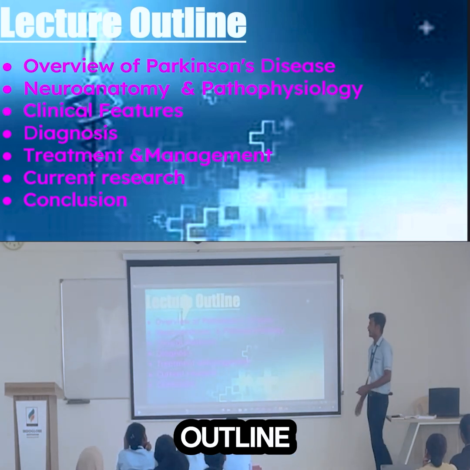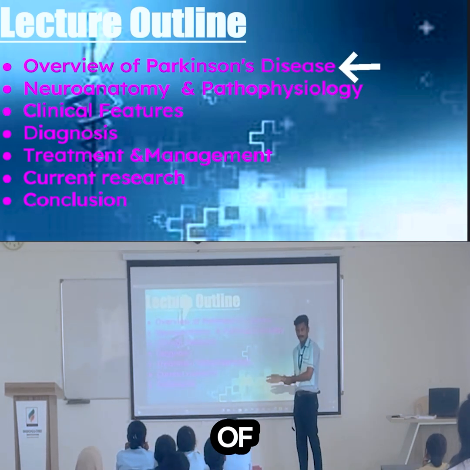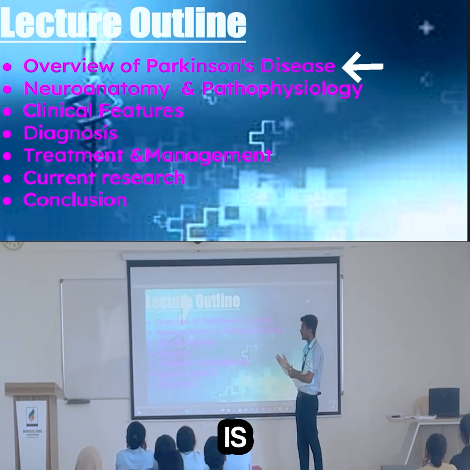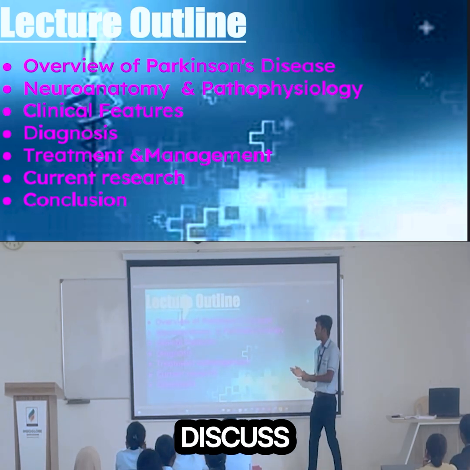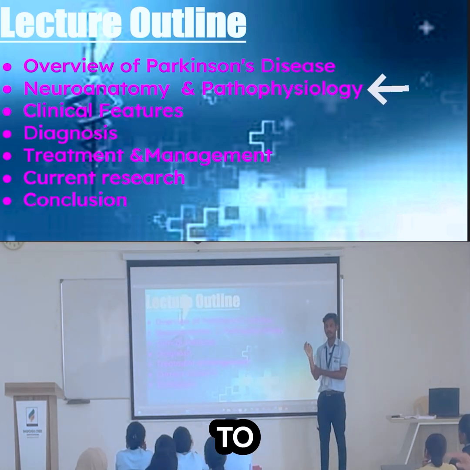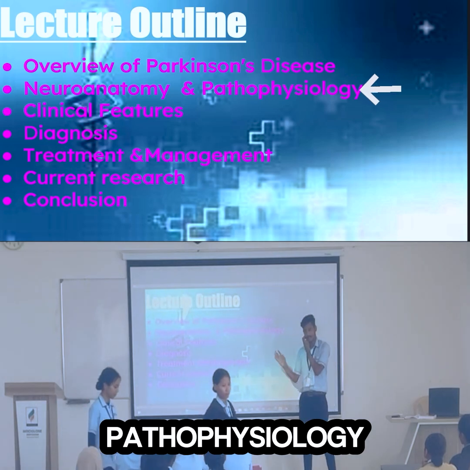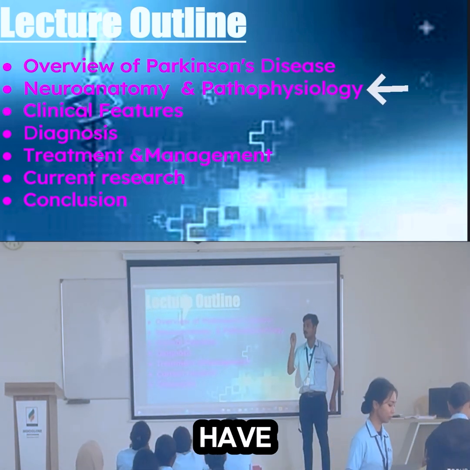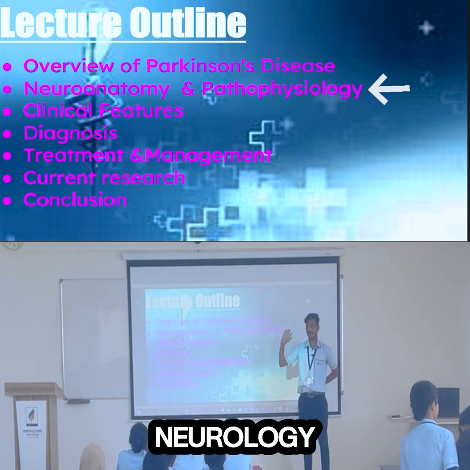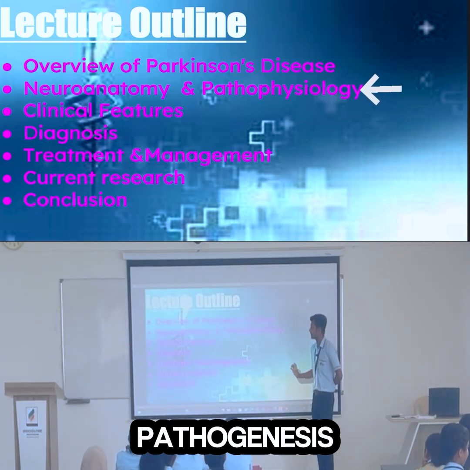Now, this is the lecture outline. First, we will discuss the overview of Parkinson's disease, what it actually is, what its prevalence rate and mortality rate are. Then we will discuss the neuroanatomy, because we have to touch on basic neuroanatomy first in order to understand the pathophysiology, or the pathogenesis, of this disease.